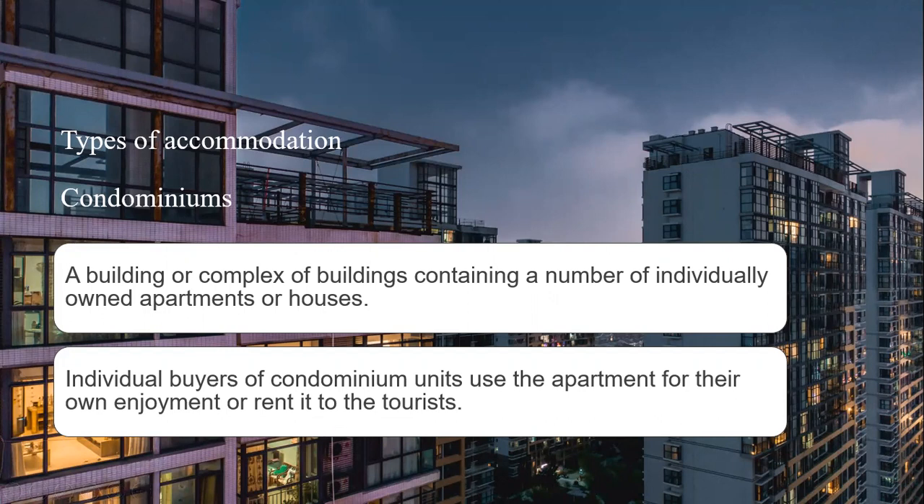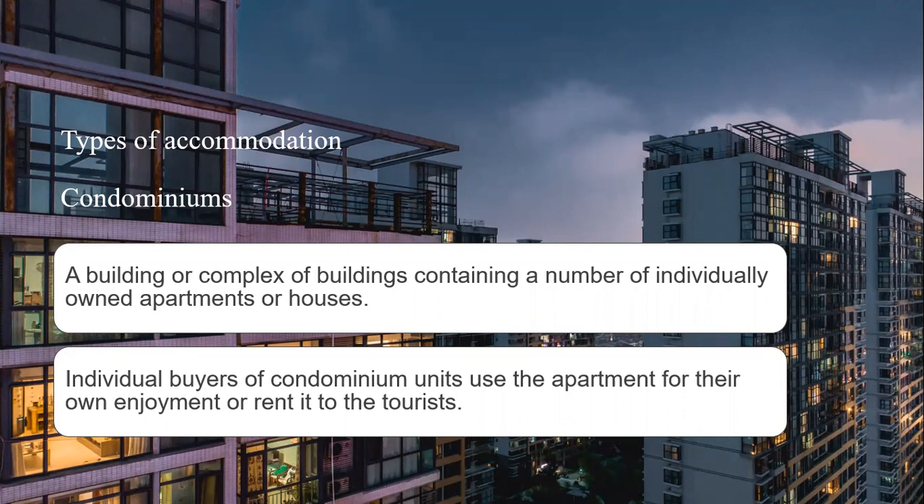You understood that a condominium might be a building, or a complex of some buildings. This building will have individual owners, and these individual owners might purchase it for their own enjoyment, or they may rent it to tourists according to their own wishes.